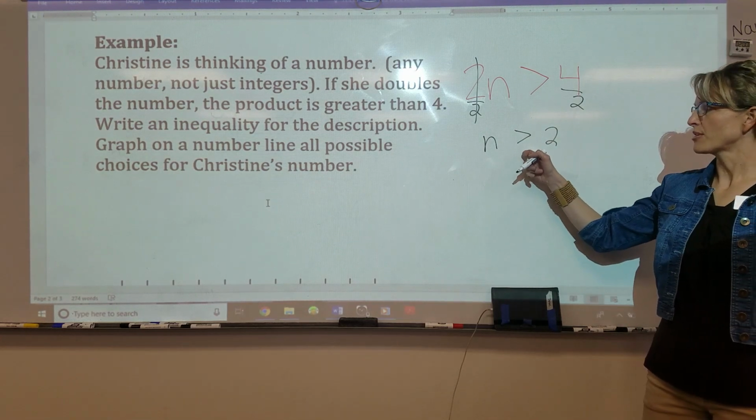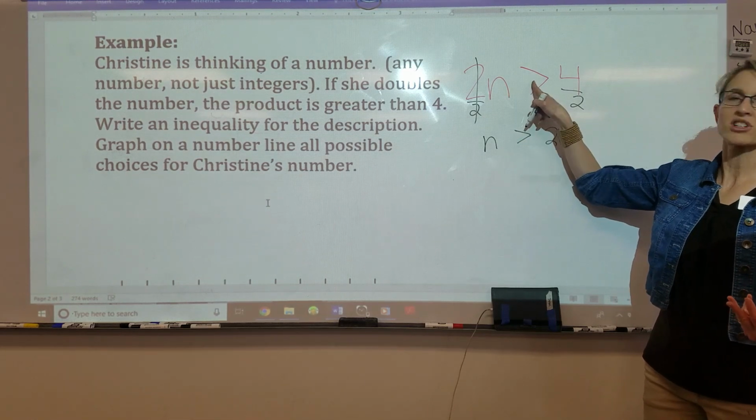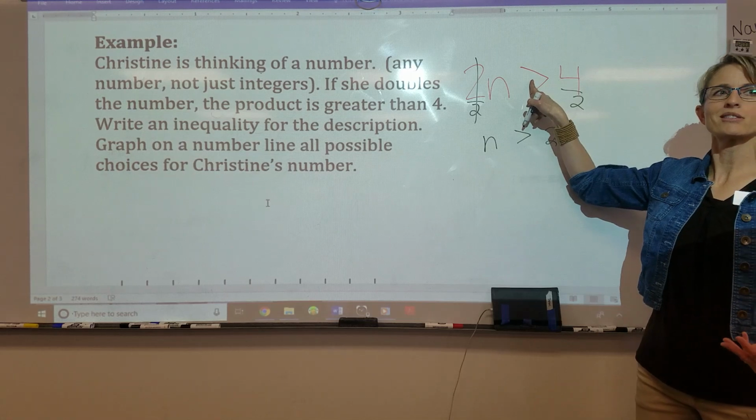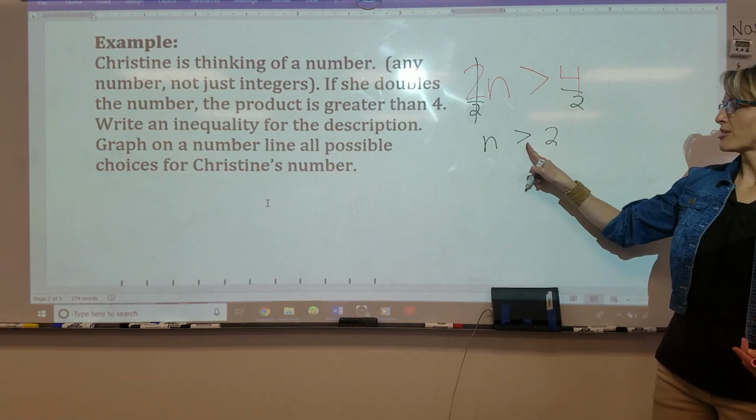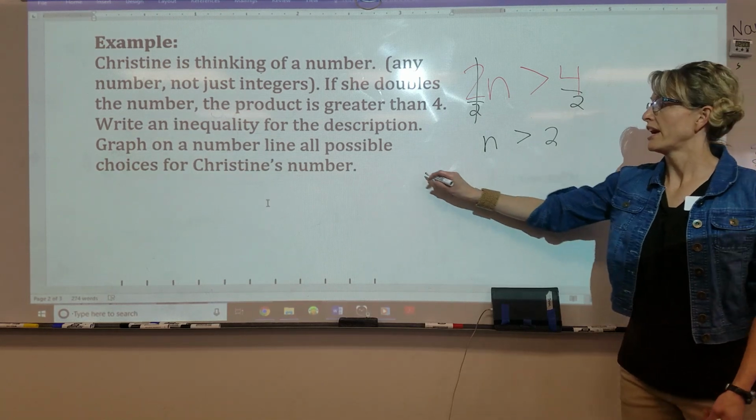So her number has to be something bigger than 2. If I chose 2, I'd get 2 times 2, which is 4. 4 is not bigger than 4. 4 is 4. So that's why it has to be a number bigger than 2, like 2.1 or 3 or 4.